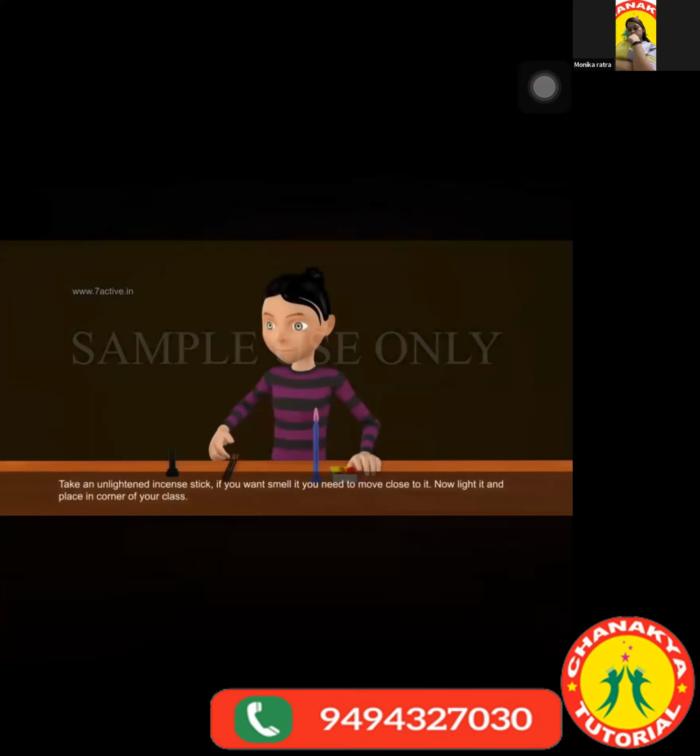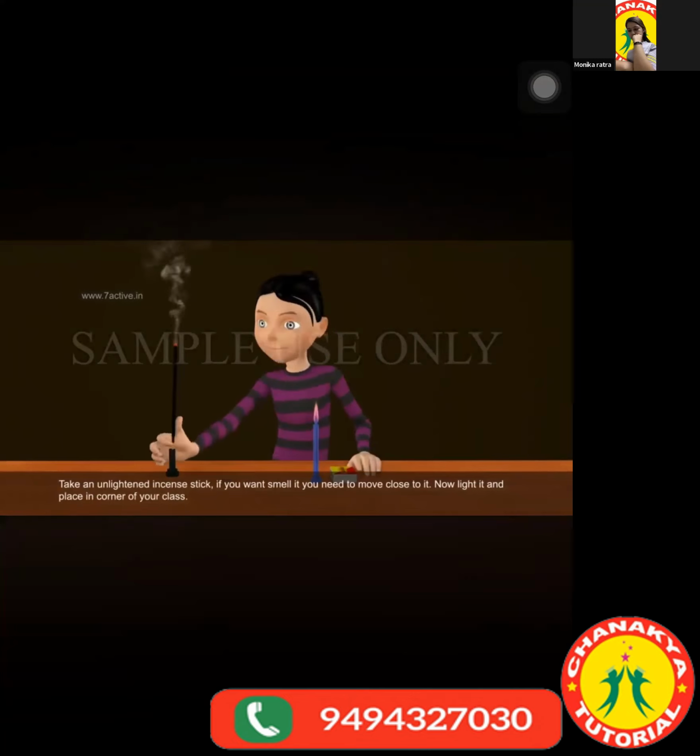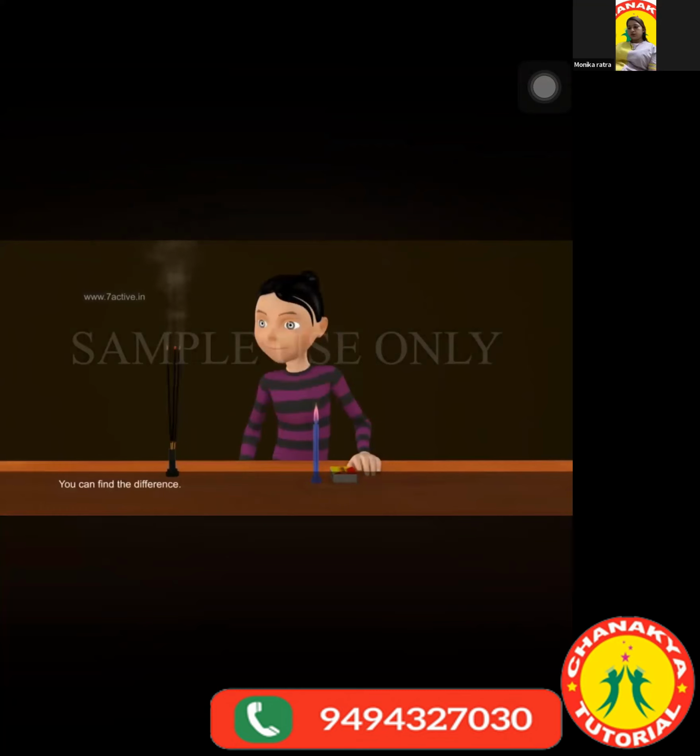Now let us learn how the particles are moving. To find out, let us do an activity. Activity 1. Take an unlighted incense stick. If you want to smell it, you need to move close to it. Now light it and place it in a corner of your class. You can find the difference. You can smell the incense even from a distance.